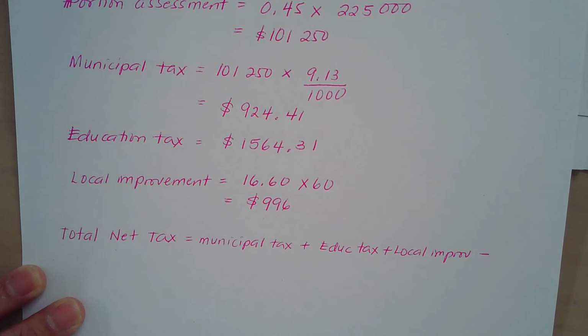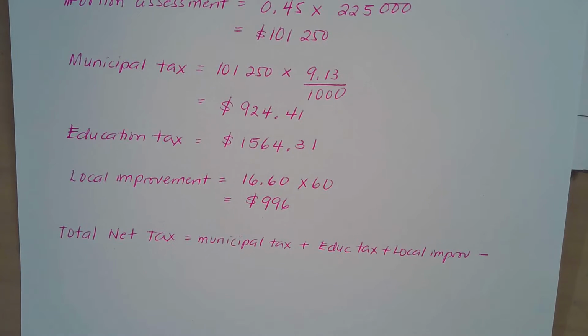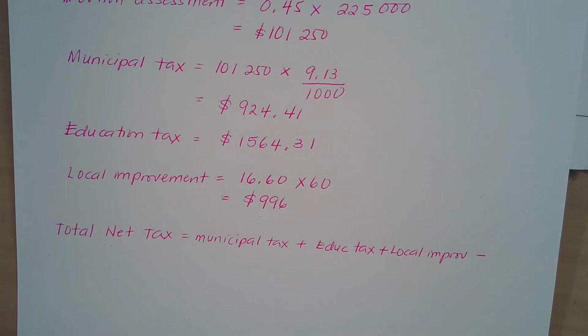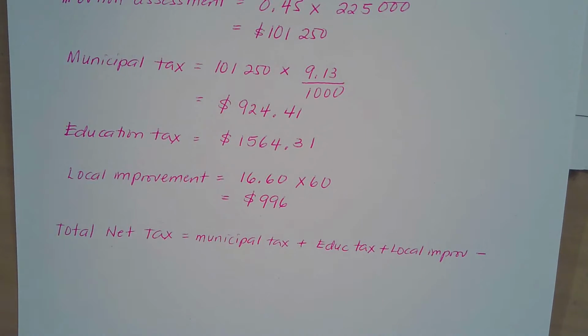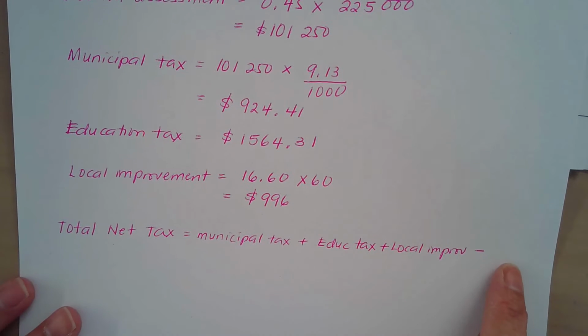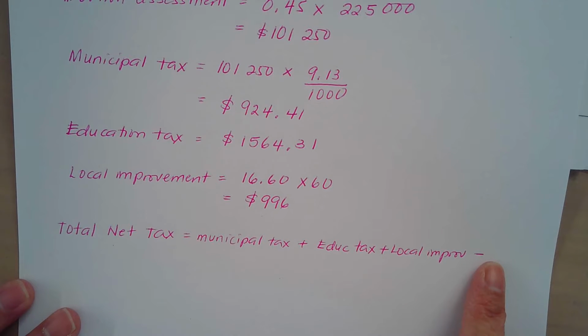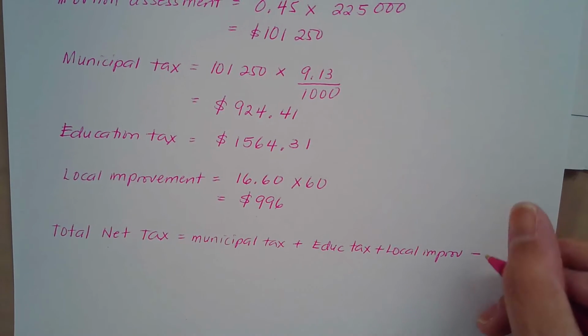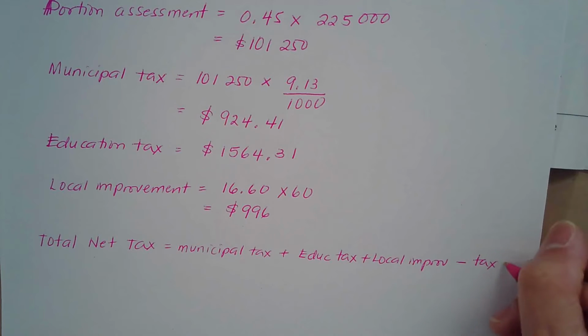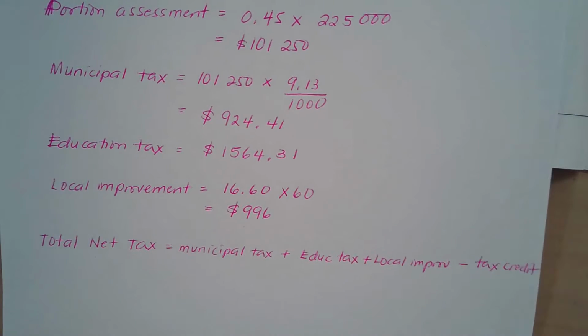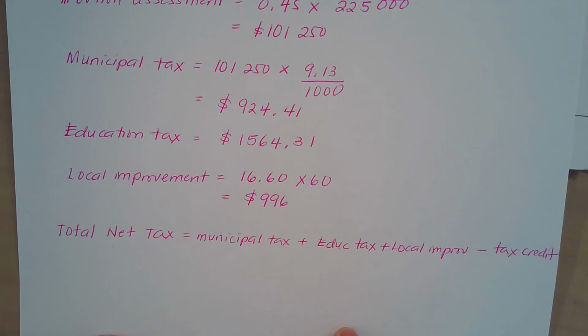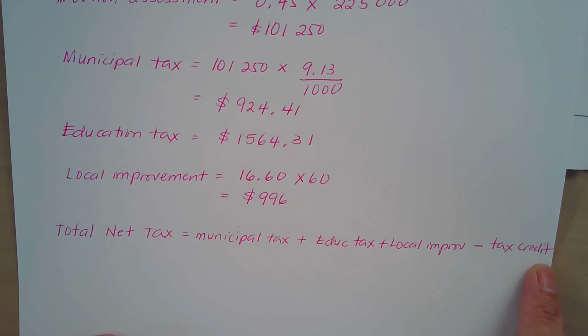And then the next thing that we gotta do is there is a tax credit. Sometimes it's called education tax credit, but it's a credit, and the credit means it's something that's subtracted. Okay? So tax credit minus tax credit. Sometimes there is a question without giving the tax credit.